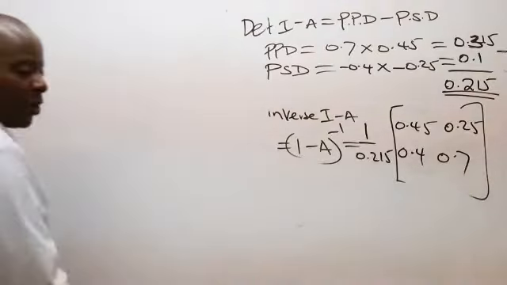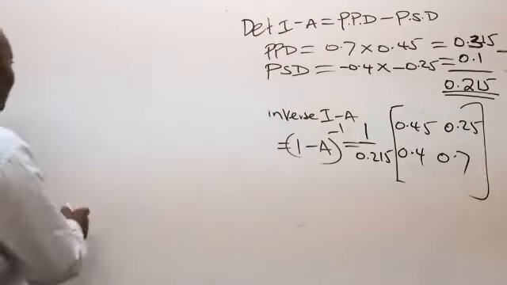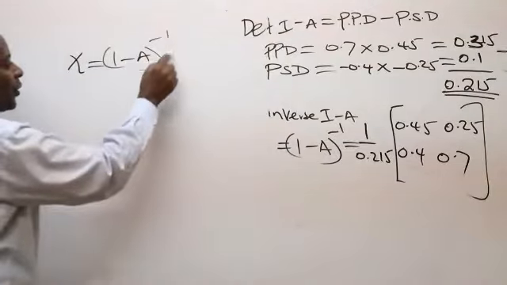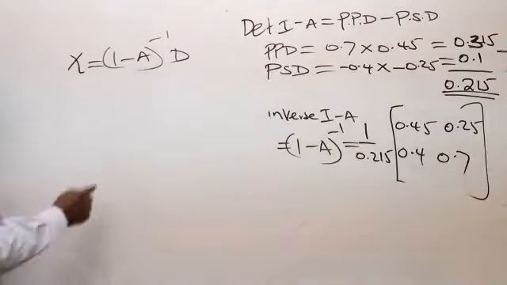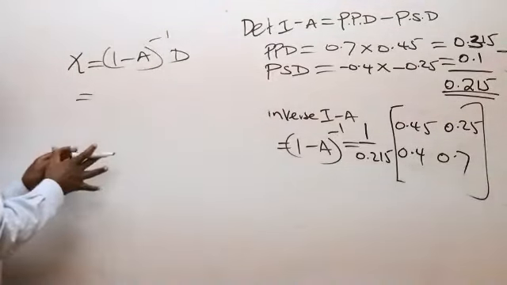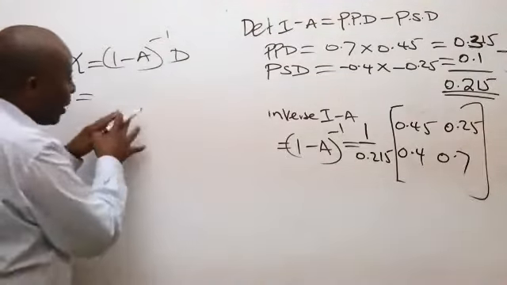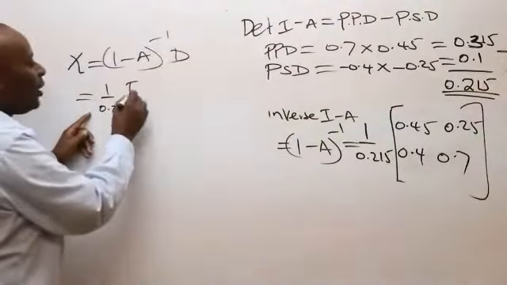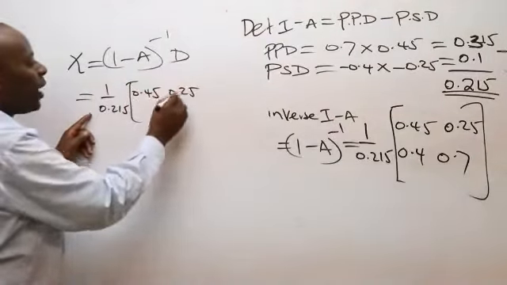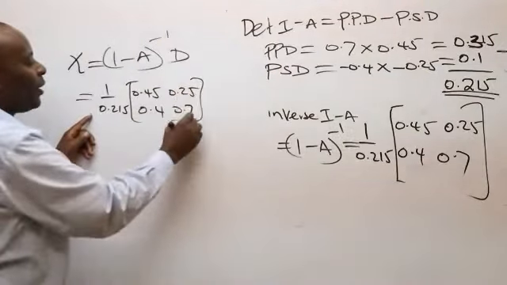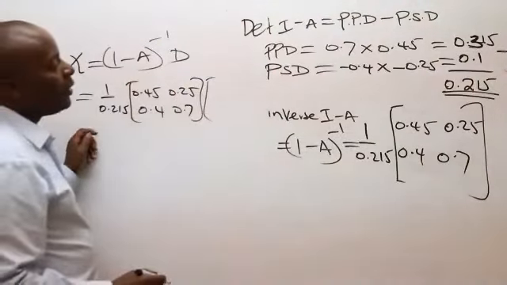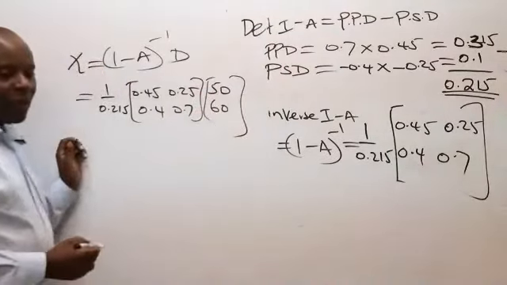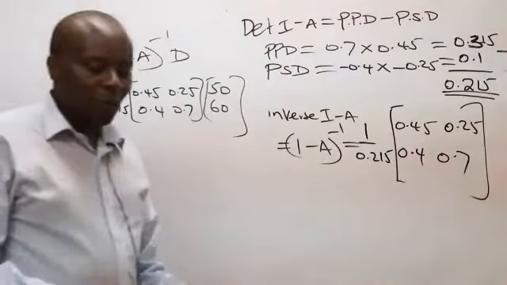What you're supposed to do here is to remind them of the model. Our model is x equals I minus A inverse multiplied by D. If I feed my parameters into my model, I minus A inverse is 1 over 0.215 into 0.45, 0.25, 0.4, 0.7, multiplied by D. Our D, if you remember, which is final demand, was 50, 60.